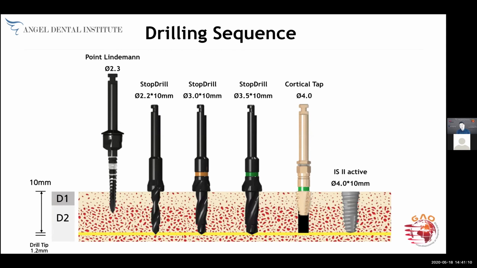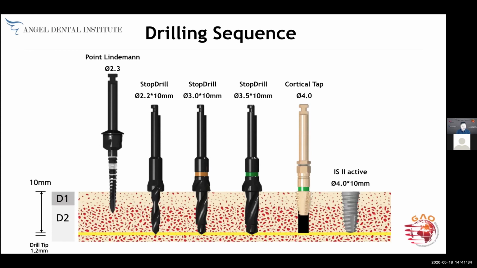And then you go to the next one, which is a 3.0 by 10 millimeter, go all the way to the stop. And then you go to the 3.5 millimeter by 10 millimeter, and go to the stop. And then for here, because we're dealing with D1 bone, cortical bone, you want to do a cortical tap, only on the cortical portion. And then you deliver the implant.